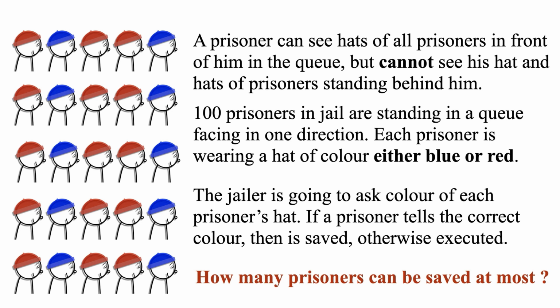So I will repeat the puzzle. 100 prisoners in jail are standing in a queue facing in one direction. Each prisoner is wearing a hat of color either blue or red. A prisoner can see hats of all prisoners in front of him in the queue but cannot see his hat and hats of prisoners standing behind him. The jailer is going to ask color of each prisoner's hat starting from the last prisoner in queue. If a prisoner tells the correct color, then he is saved, otherwise executed. How many prisoners can be saved at most if they are allowed to discuss a strategy before the jailer starts asking colors of their hats?